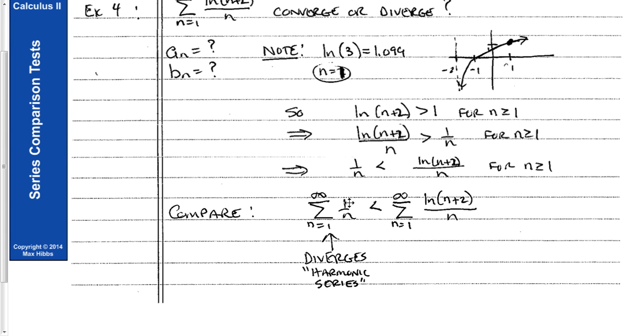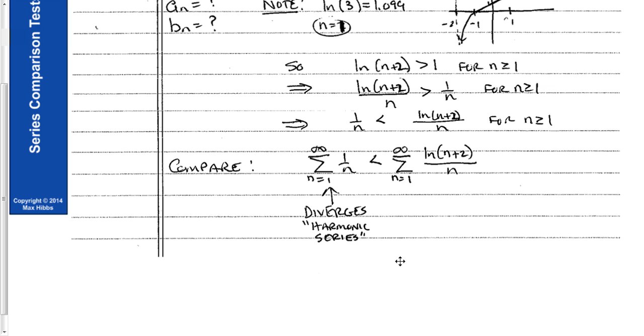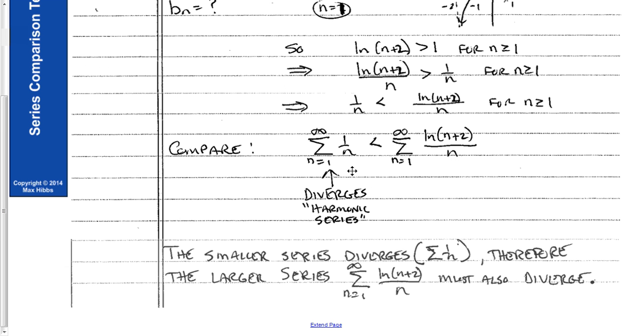Now, the series of the 1 over n's diverges. This is a harmonic series. It's a p series where p is equal to 1, and when that's the case, then we know that that series diverges. So this series diverges, which is smaller than this series. So this series can't add up to something smaller. It has to also diverge, and that's our conclusion then. The smaller series diverges, therefore the larger series must also diverge, and the larger series is the series in question.